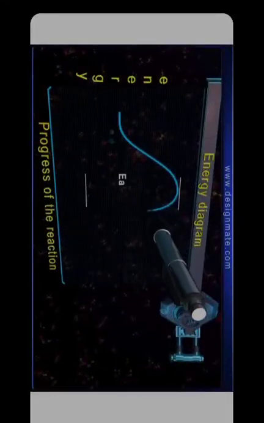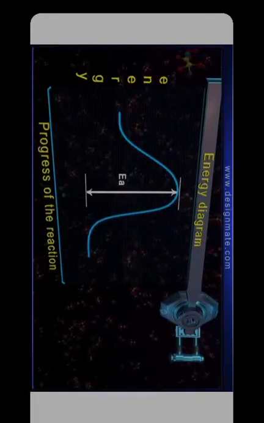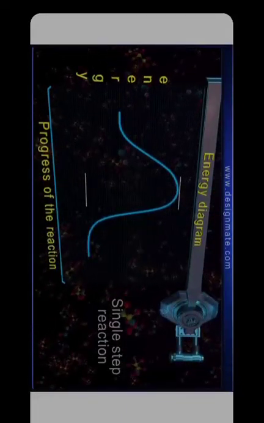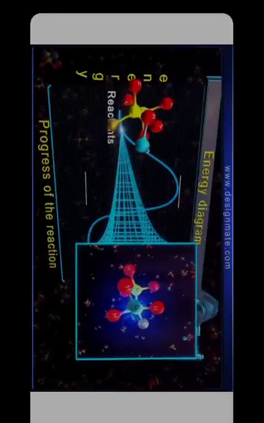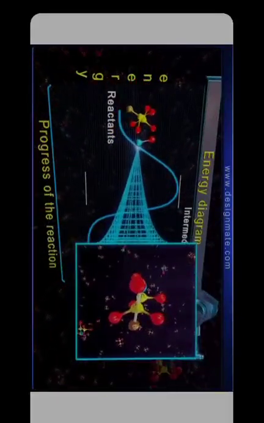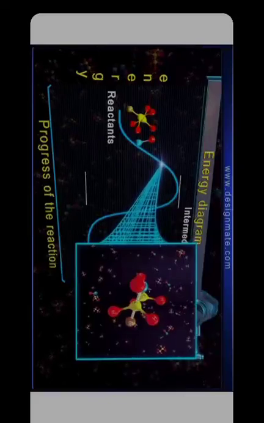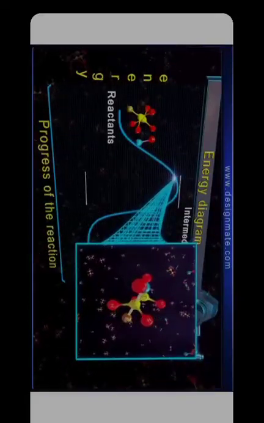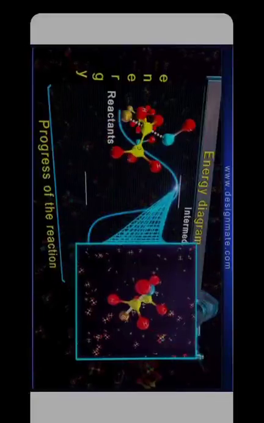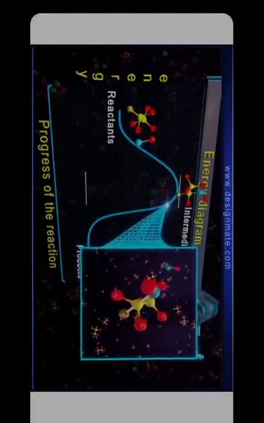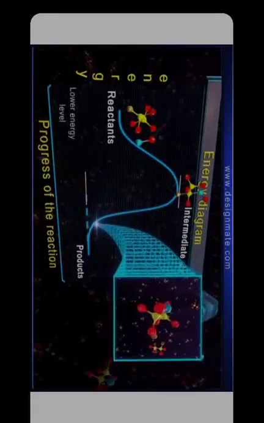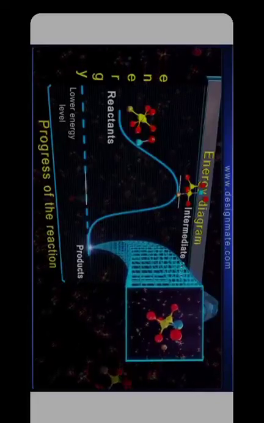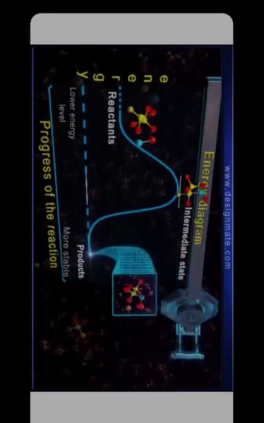Let's study the energy diagram for this reaction. As you can see here, it is a single-step reaction. The reactants, bromoethane and the nucleophile, react to produce an intermediate state in which the carbon atom is partially bonded to both oxygen and bromine. This intermediate complex further breaks down to form ethanol and a bromide ion. The products formed are at a much lower energy level than the reactants and hence they are more stable.